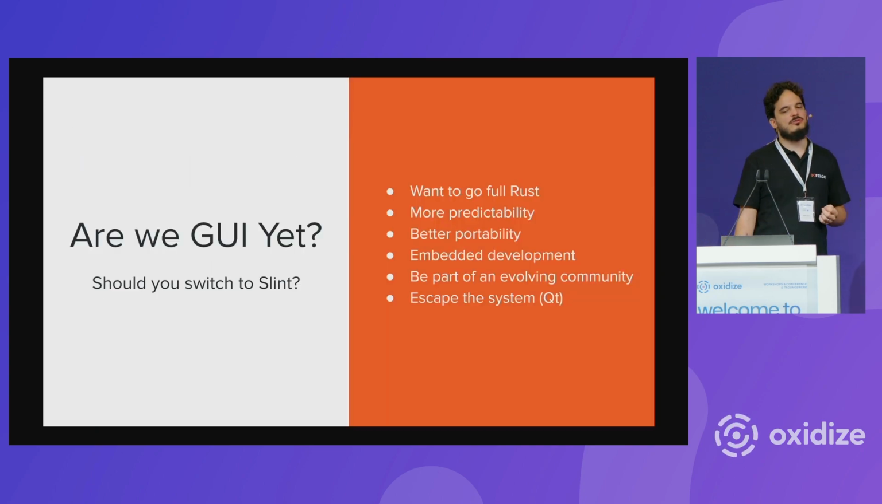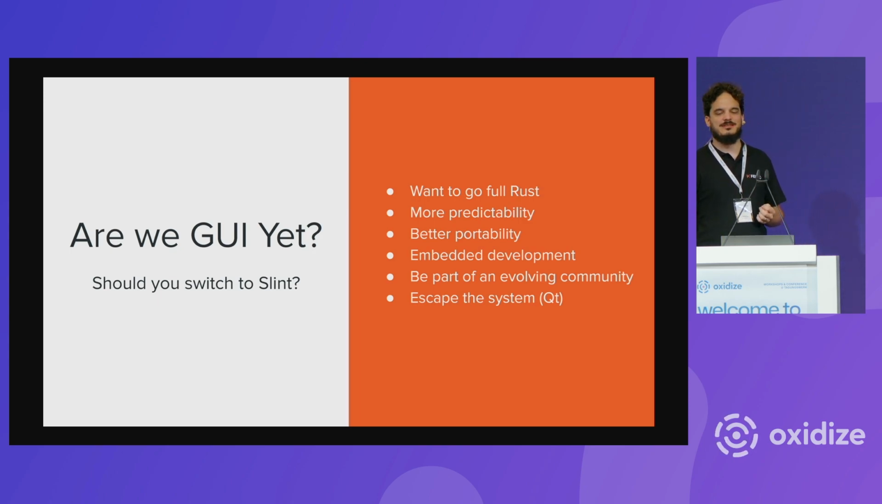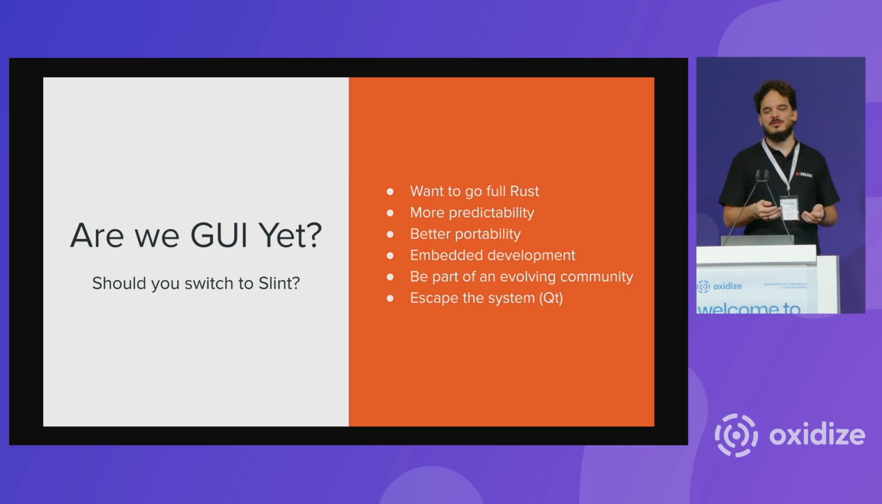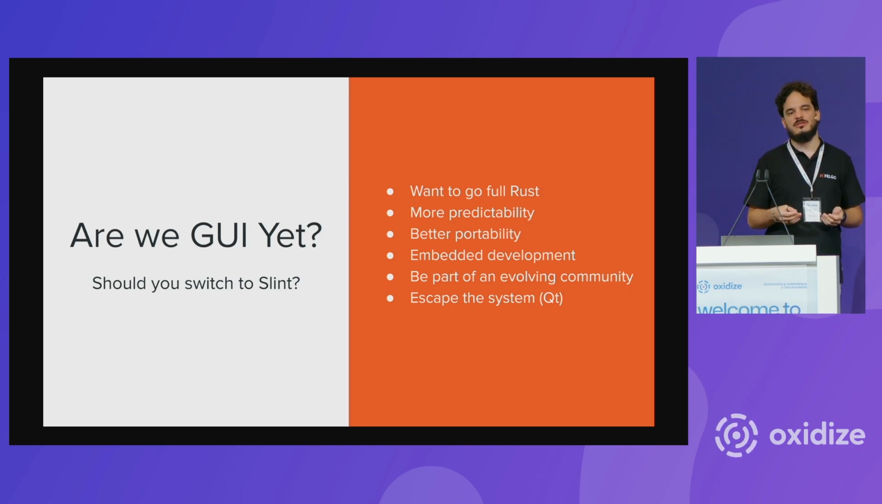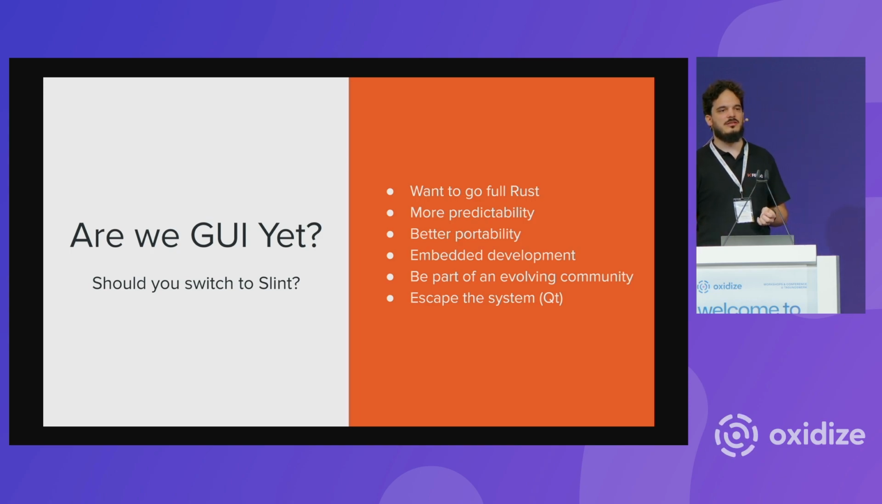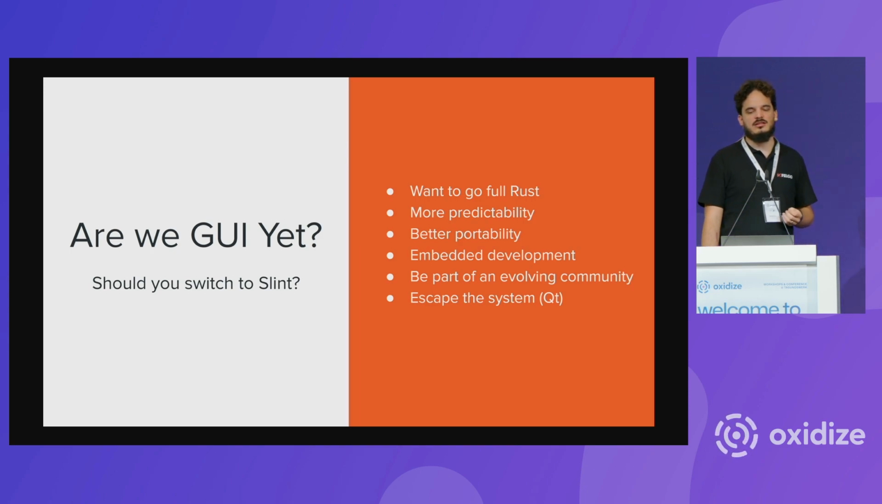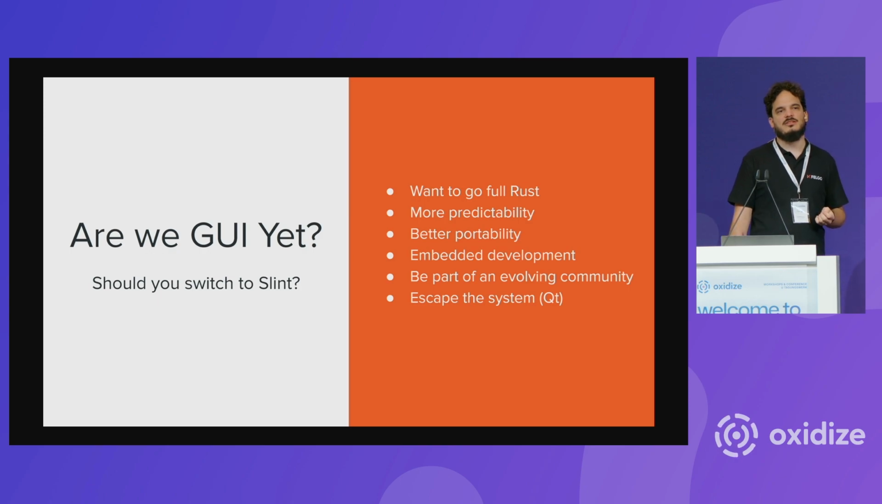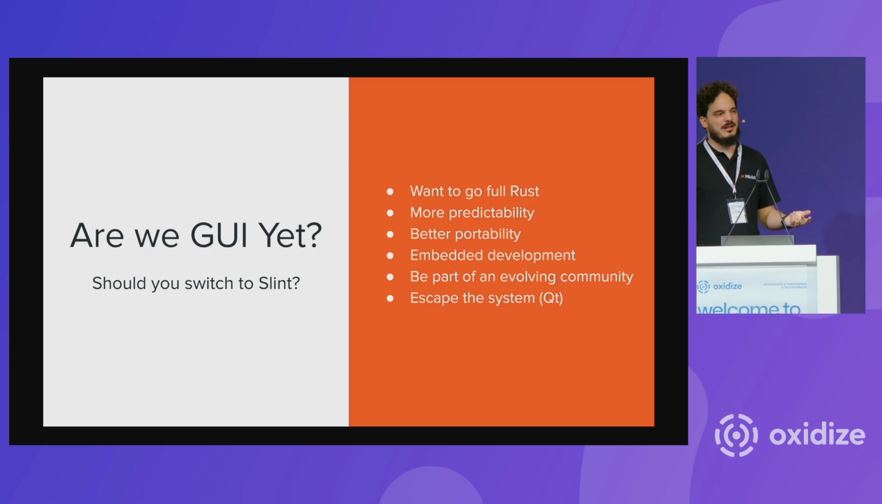So should you switch to Slint? Well, that depends on what you want to use Slint for. I would say yes, if you want to go with a full Rust solution, because for me it seems that Slint is the best toolkit currently for Rust and GUI, and it has huge potential in the future. It has more predictability compared to QML, since you can find your problems before actually deploying your code and just seeing it live that something is not working. You get the errors at build time.